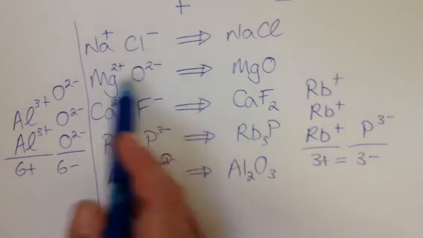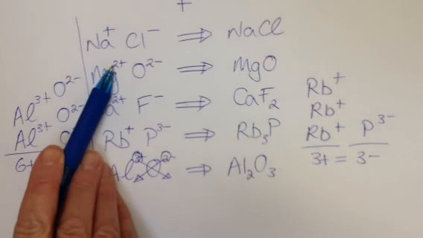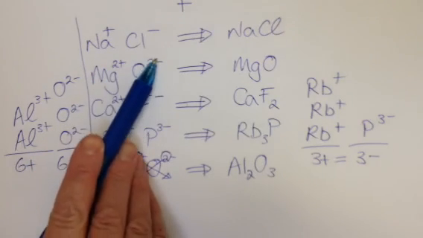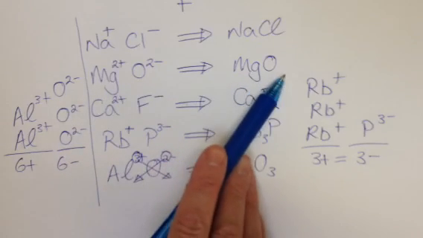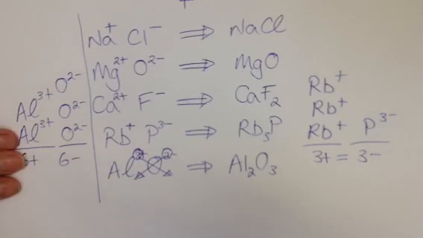The crossover method works for any ionic compound, but I don't love it because people tend to forget to cancel the subscripts when they do that. For example, they'll take this 2 on the magnesium and this 2 on the oxygen, and they end up with Mg2O2, which is not correct. Okay, so pay attention to that.